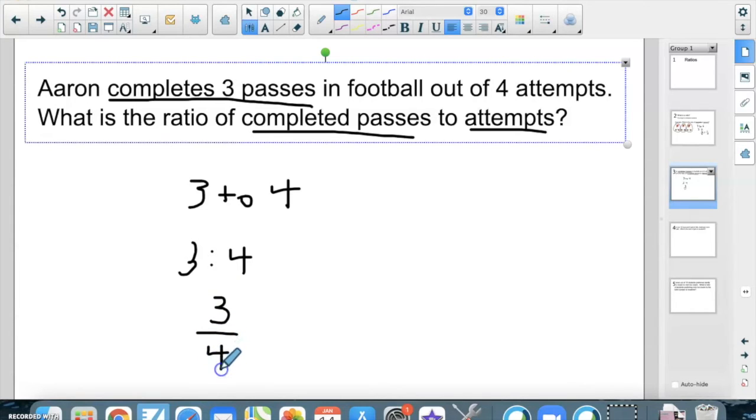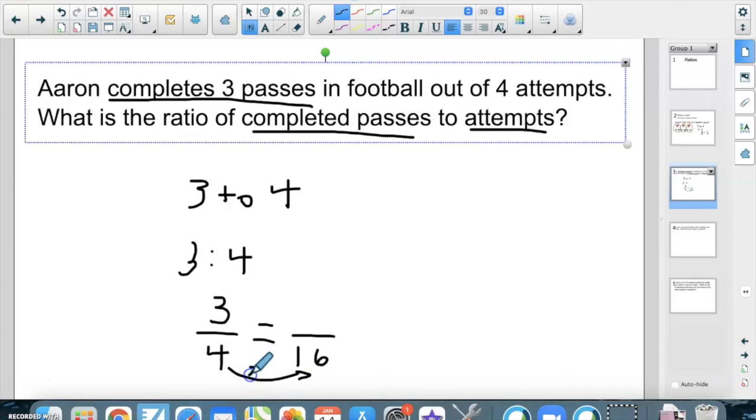Now, why would we want to do this? Sometimes you make predictions, right? So let's say Aaron's going to make 16 passes in a game. Well, how many of those would be completed? Well, if you remember from doing this before, we have to find the missing number up here then. How do you go from 4 to 16?